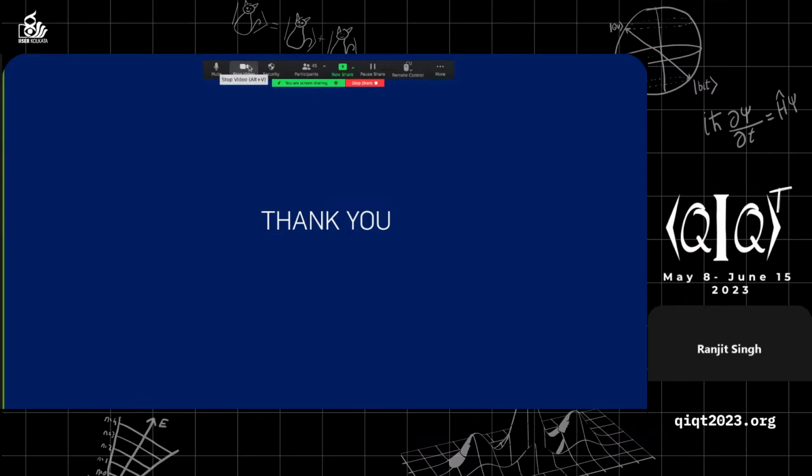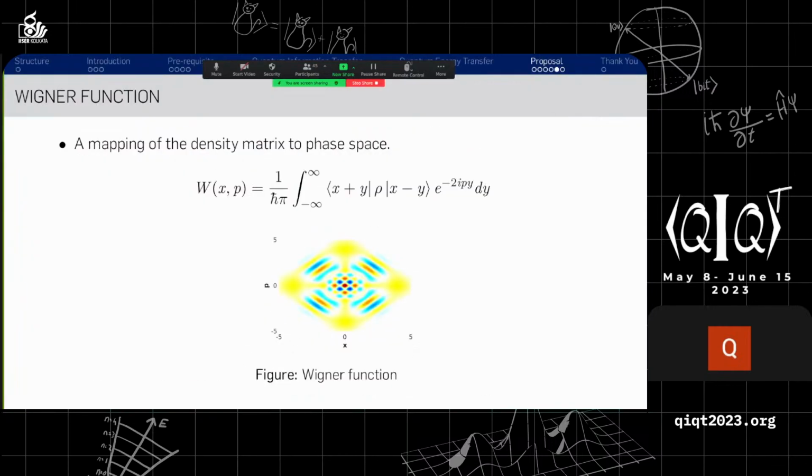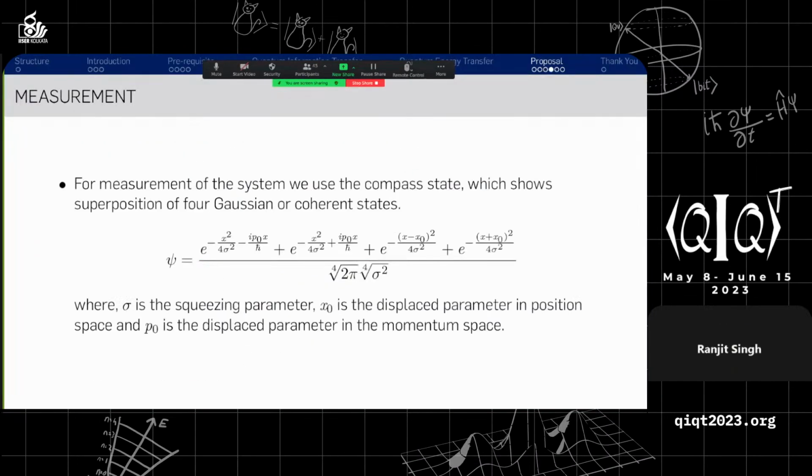I would like to understand how you derived the Fisher information expression. The Fisher information is corresponding to the probe. Can you see the slide? Yes. This is the compass state, corresponding to which I have calculated the Fisher information.